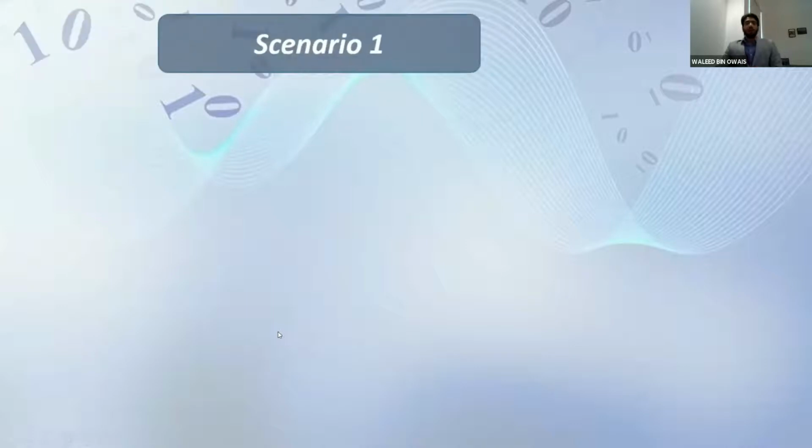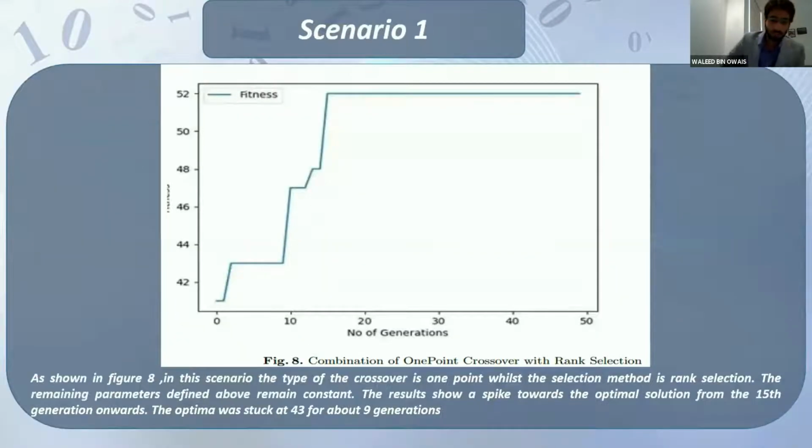Now, here are the results of scenario 1. In scenario 1, we combined 1 point crossover with rank selection. So the crossover method used was 1 point, and the selection method used was rank. As you can see in the figure, the results show a spike towards the optimal solution from the 15th generation. It is increasing, but there's a sudden spike at the 15th generation where it jumps towards the optimal solution, and then at the 16th or 17th generation, it gives you the optimal solution of 52 for the 0-1 knapsack.